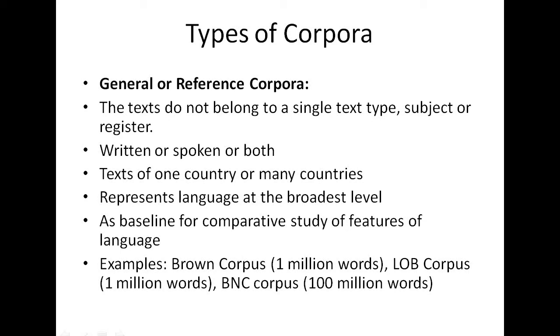Now, the examples of such kind of corpora are the Brown corpus, which contains 1 million words, and then the LOB corpus, Lancaster Oslo Bergen corpus, which also consists of 1 million words. Then the British National Corpus, a heavier kind of corpora consisting of 100 million words.